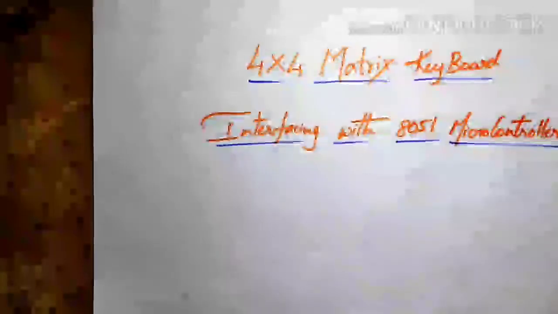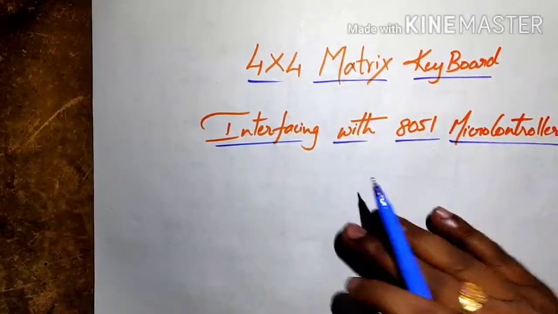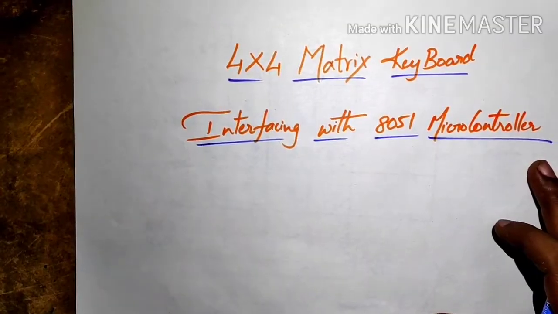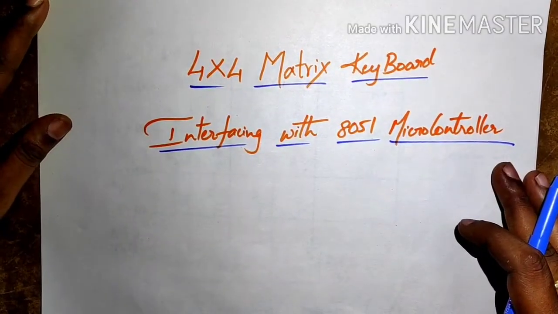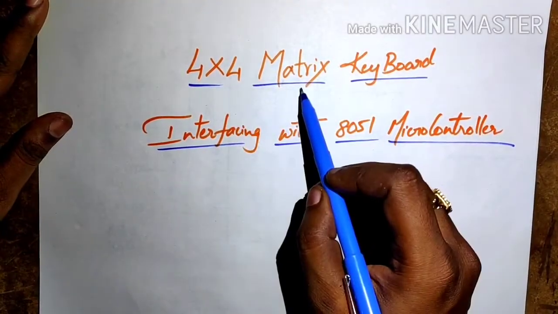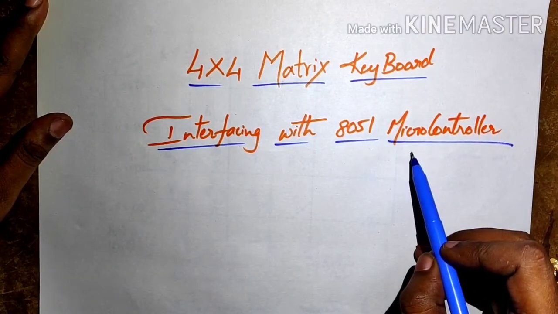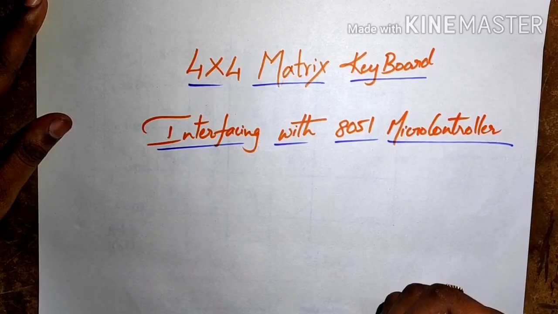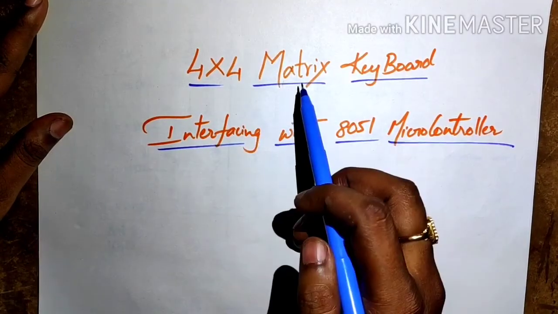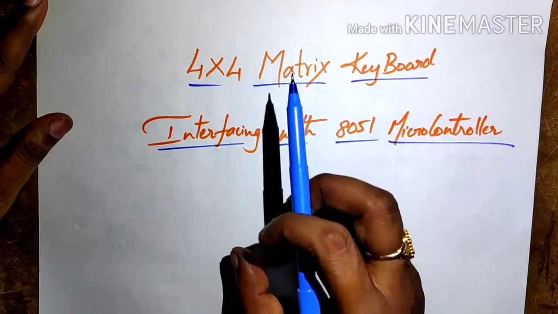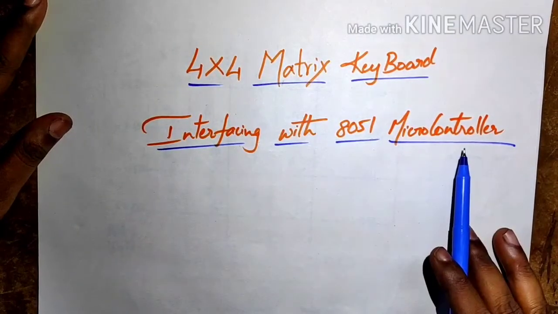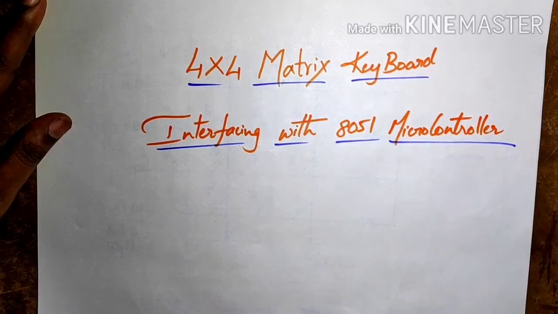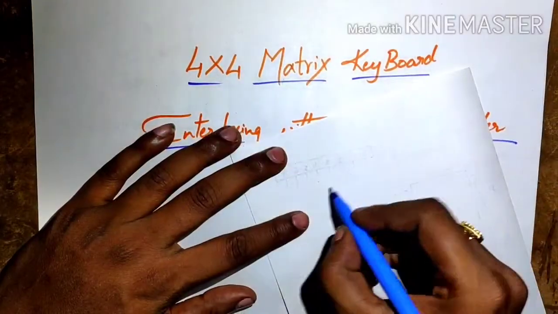Hello everyone, in this video we are going to see a 4x4 matrix keyboard interfacing with the 8051 microcontroller. We will see how the matrix keyboard is interfaced with the 8051 microcontroller and the process involved. Here, 4x4 matrix means the keyboard which we are interfacing with the microcontroller will be in the form of a matrix, that is, rows and columns.